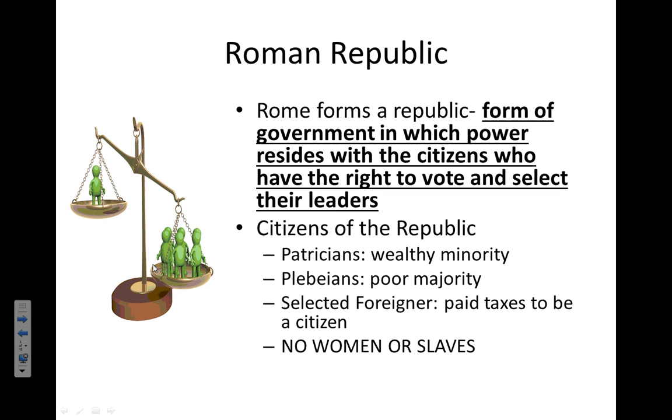So as I've mentioned already, Rome itself was a republic. So a republic is a form of government in which power resides with the citizens who have the right to vote and select their leaders. In Rome, they had a few different levels of citizenship.